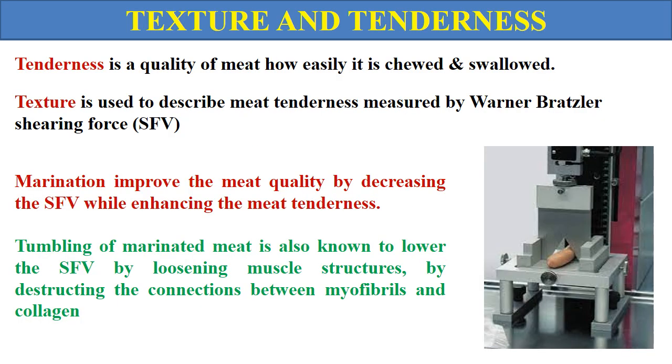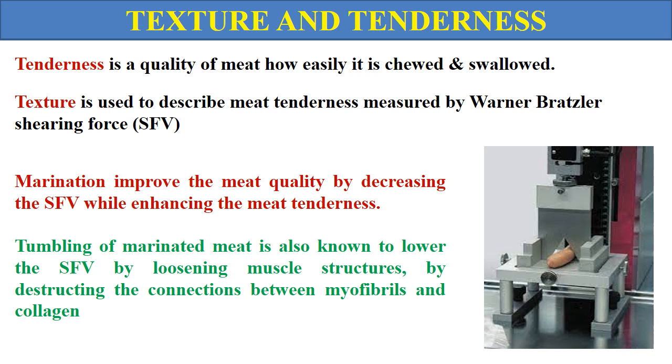Now we will talk about the effect of marination on texture and tenderness. As we all know, tenderness is one of the most important quality aspects for meat, particularly for sensory or eating quality. It denotes the easiness of chewing and swallowing. If we can chew the meat easily and swallow easily, that means it's a tender meat. So this tenderness is indicated or measured by texture. Texture is used to describe meat tenderness and is measured by different machines.